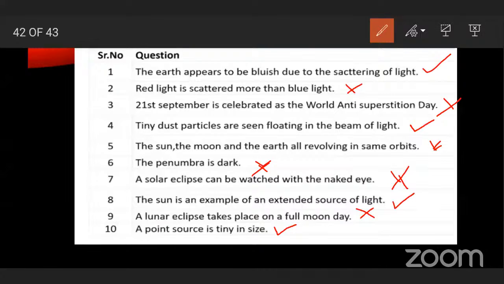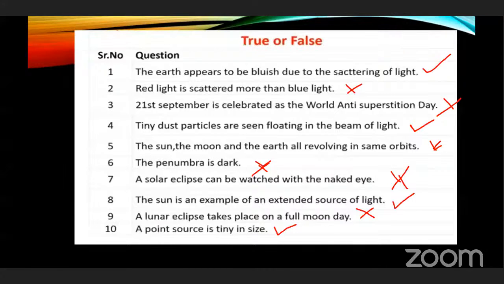You can take a screenshot of this. This is homework for you. I hope you understood all these points. From these questions, we have done revision also.